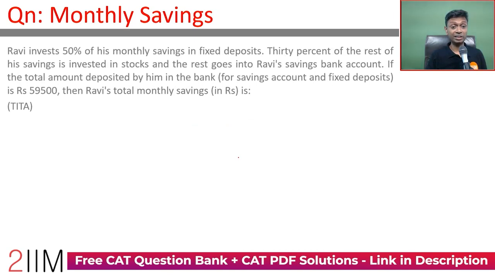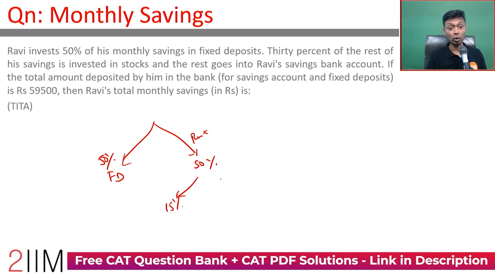Ravi invests 50% of his monthly savings in fixed deposit. 50% of the rest of his savings is invested in stocks. 50% in FD. The rest is 50%. 30% of this is invested in stocks. So stocks is 15%. The total amount deposited by him in the bank for savings account and fixed deposit is 59500. Total amount deposited by him, which is this 50% plus the remaining 35%.